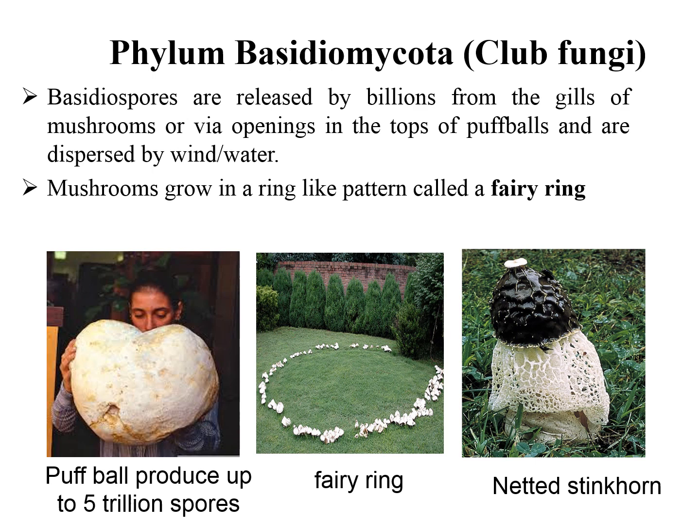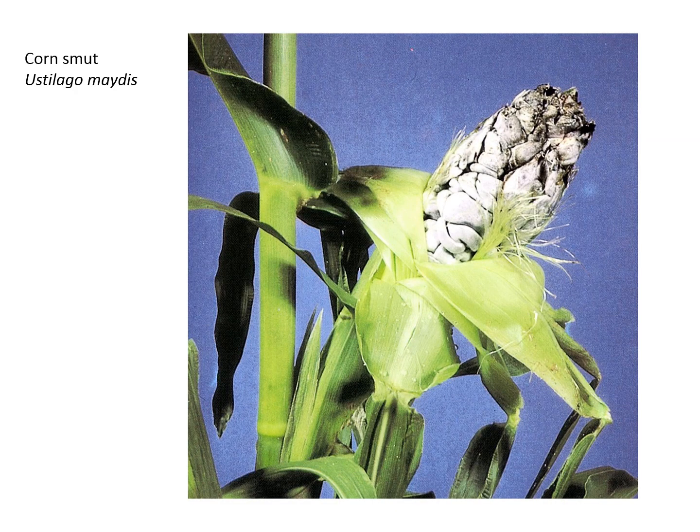You can see in the picture. In addition, this group also causes diseases in plants, including smuts and rust, which are important plant pathogens.